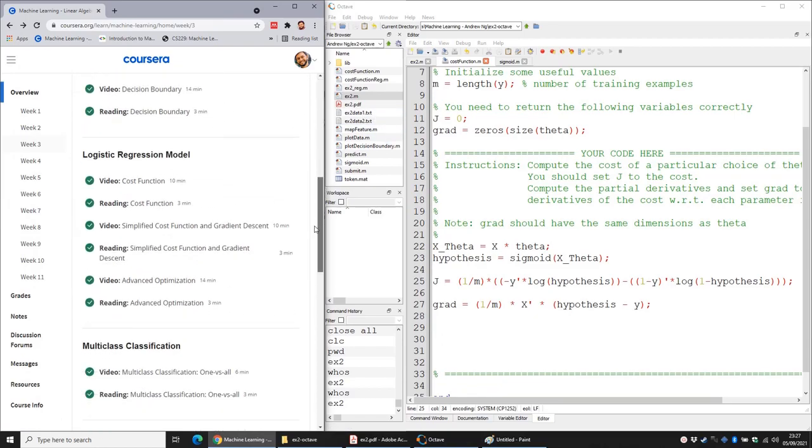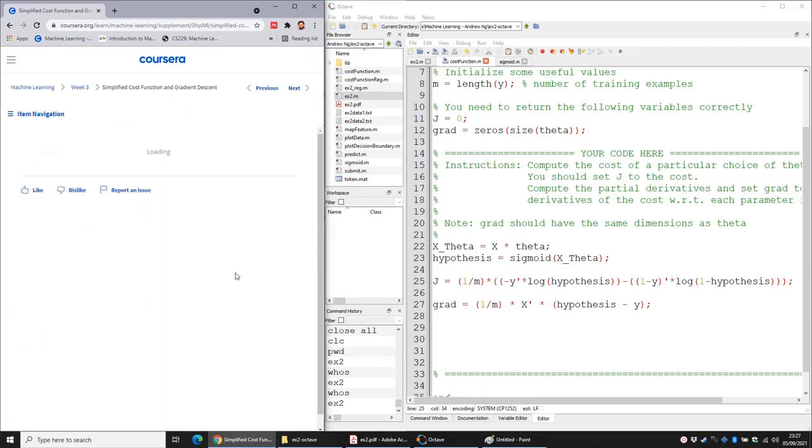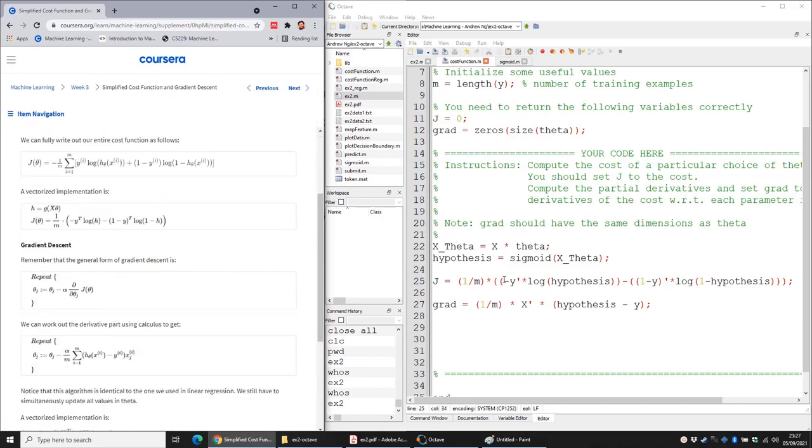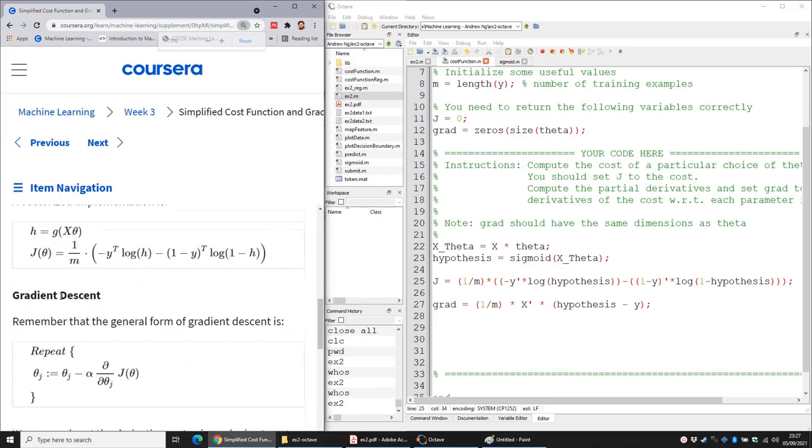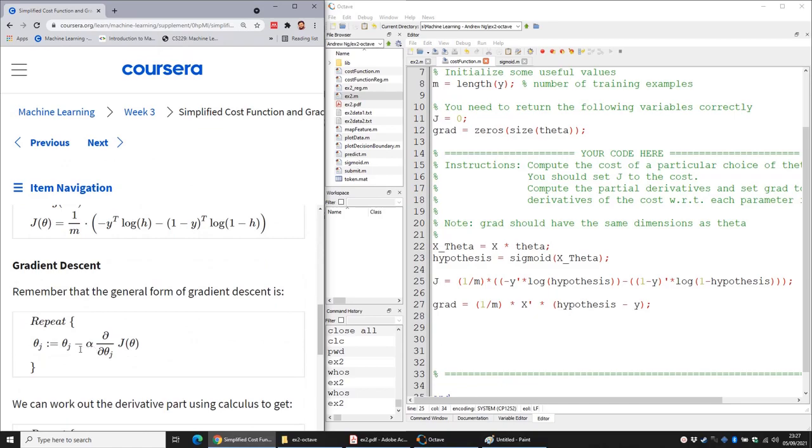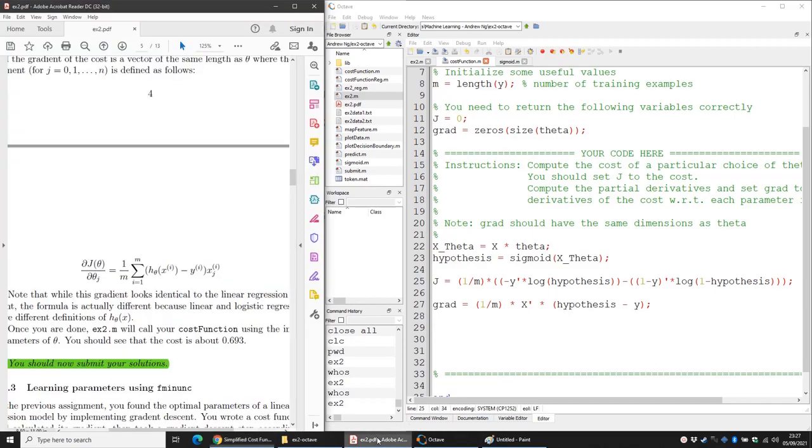Where do we go? We go for simplified cost function and gradient descent. Okay, we are not doing the descent yet. The descent would mean we would have to subtract the gradient from our theta. We are only interested in finding this much here, del J(theta) with respect to theta j. We only want to find that much.